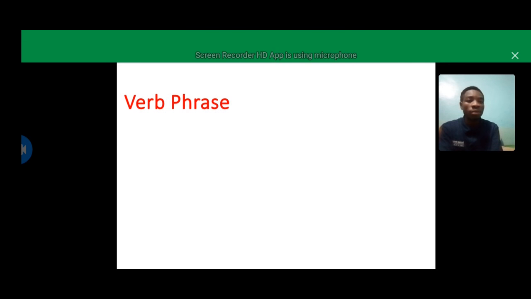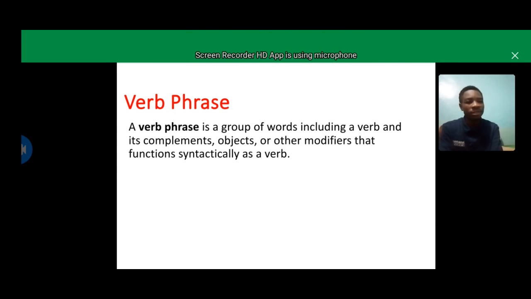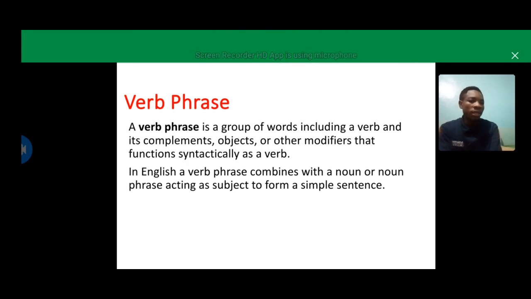Now, verbal phrase. A verbal phrase is a group of words including a verb and its complements, objects, or other modifiers that functions syntactically as a verb. In English, a verbal phrase combines with a noun or noun phrase acting as a subject to form a single sentence.